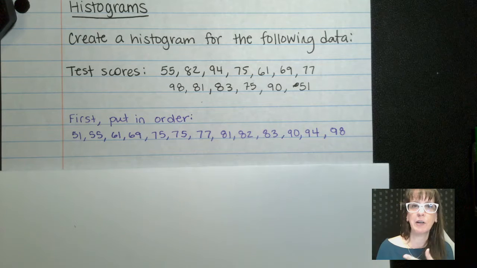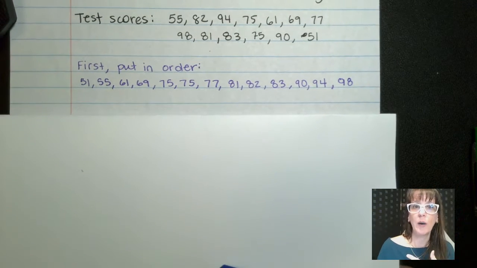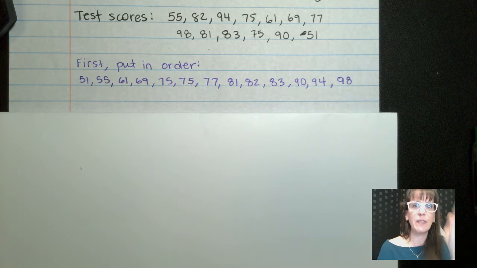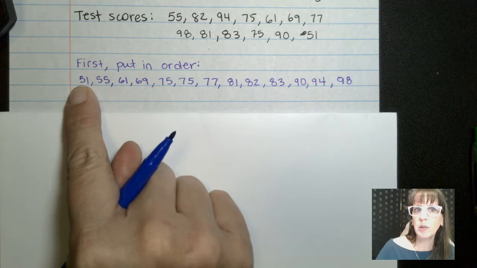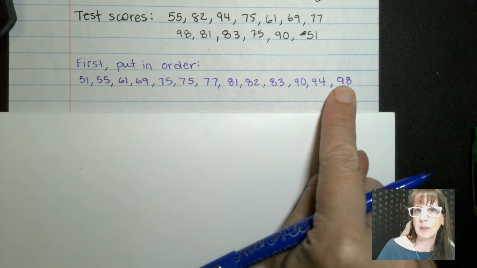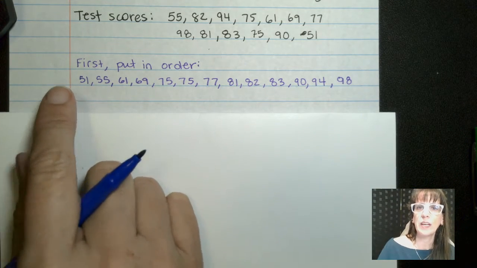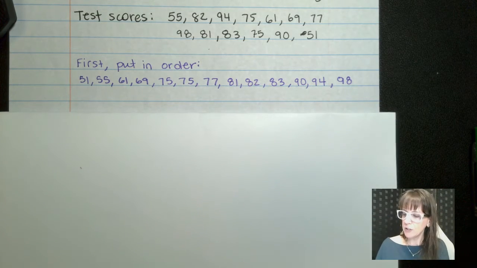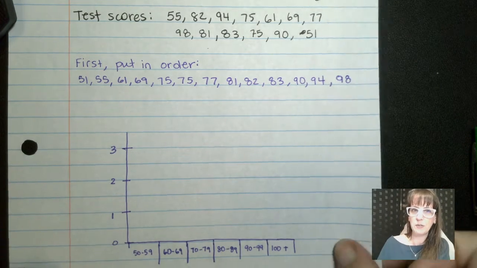Next, we have to figure out a scale for our graph. Our x-axis, the bottom one, is going to be our scale. That's what we have to figure out. And then our y is our frequency. So looking here, I see 51 is my smallest and 98 is my largest. So I think if I go between 50 and 100 and go by tens, that would be like 5 rows of data. And you can see that's what I've elected to do down here.